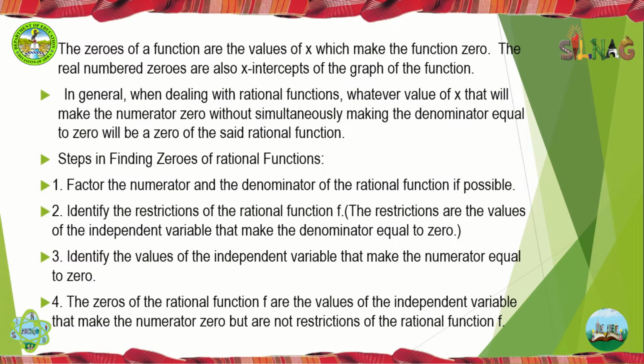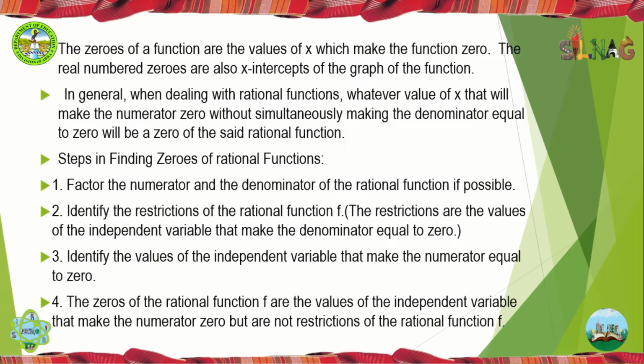So we have zeros of a function. The zeros of a function are the values of x which make the function 0. The real numbered zeros are also x-intercepts of the graph of the function. In general, when dealing with rational functions, whatever value of x that will make the numerator 0 without simultaneously making the denominator equal to 0 will be a 0 of the said rational function.